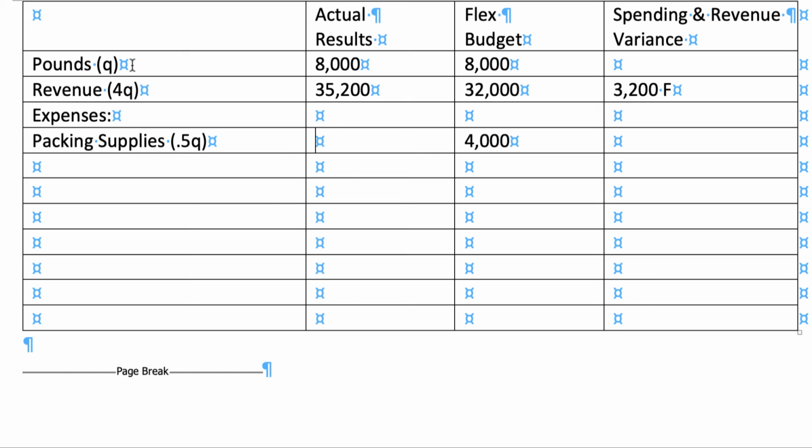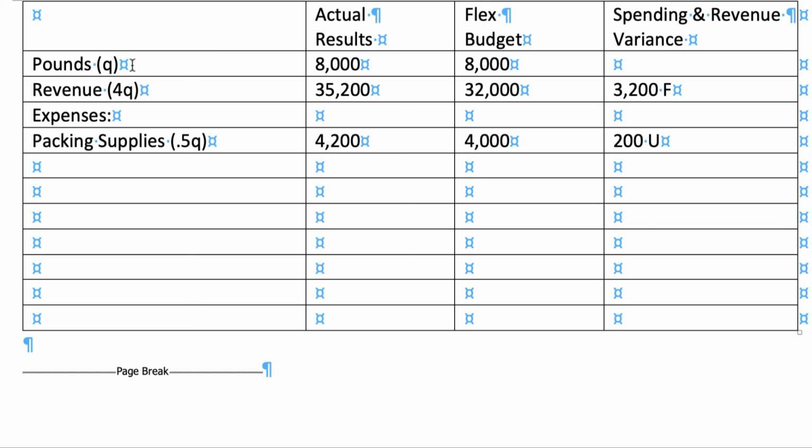How much did I actually incur in packing supplies? $4,200. Am I favorable or am I unfavorable? To answer that question, again, we have to say, what expenses did we actually incur versus what expenses should we have incurred at the actual level of output. So there's a difference of $200 and it is unfavorable. It's unfavorable because we actually incurred more than what we had planned on incurring.